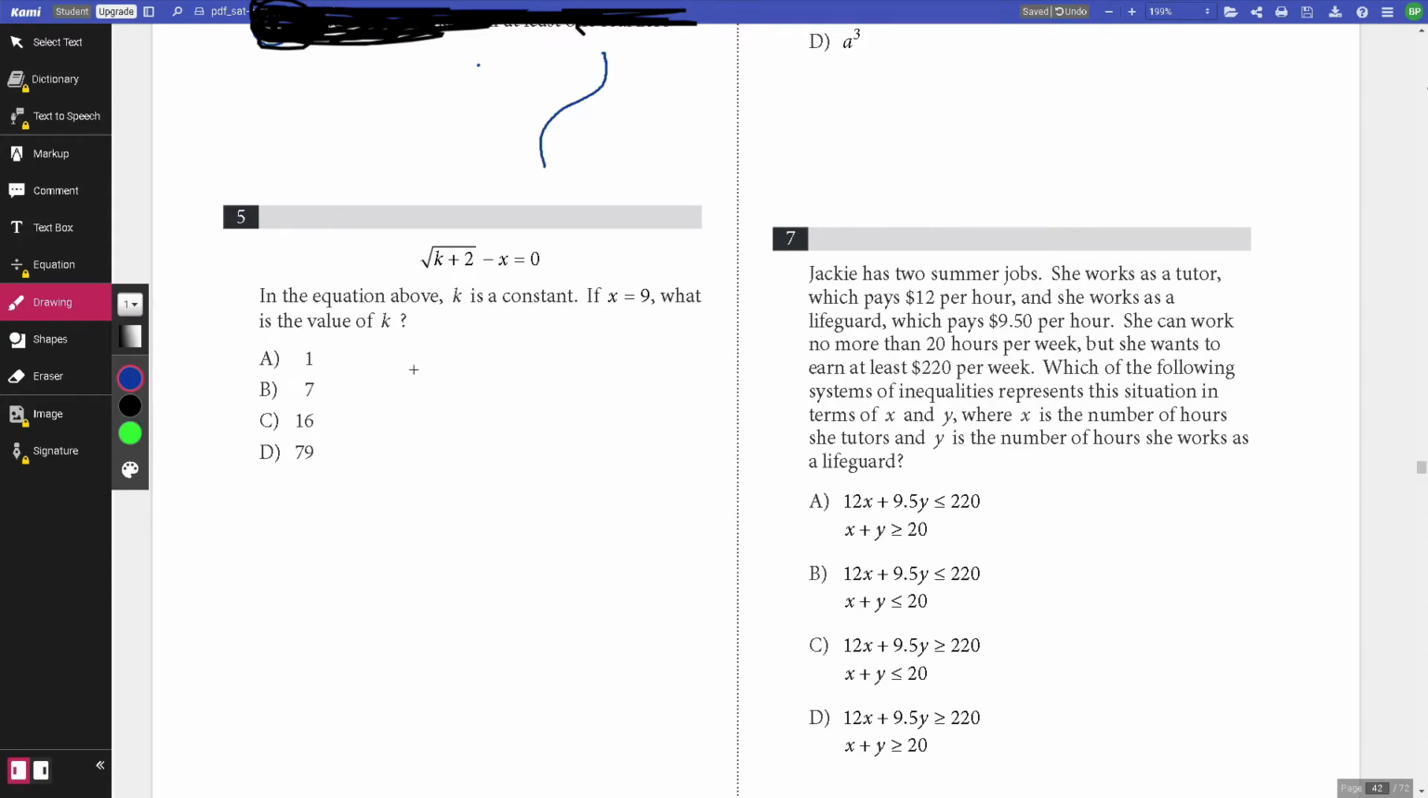Number 5, in the equation above, k is a constant. If x equals 9, what is the value of k? Plug in 9 and solve. So k plus 1. And if you plug in 9 here, you can add it to the other side. So it can be like that. Square both sides. And then find answer 79. D.